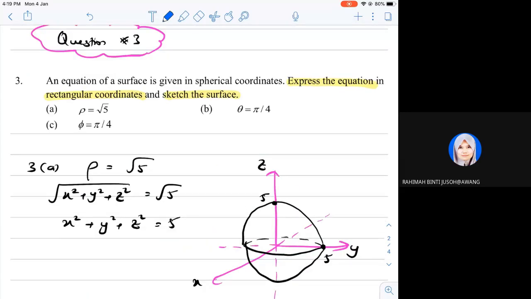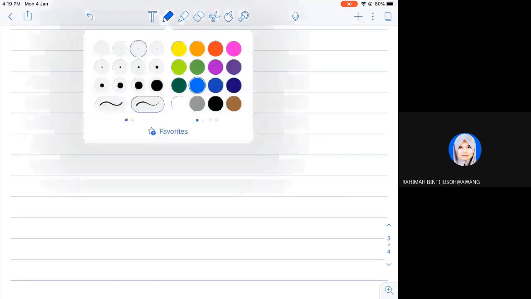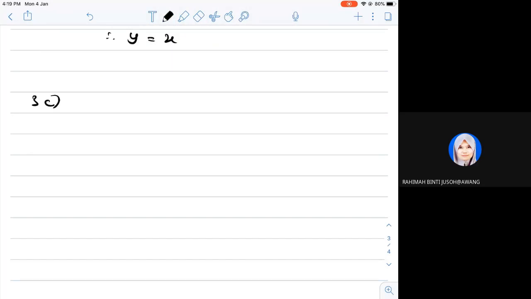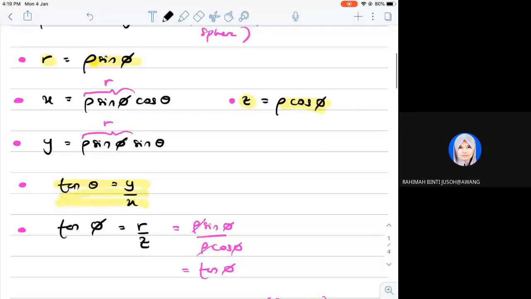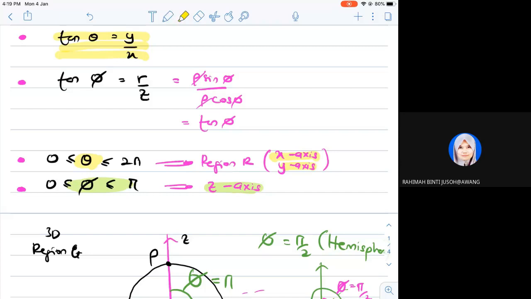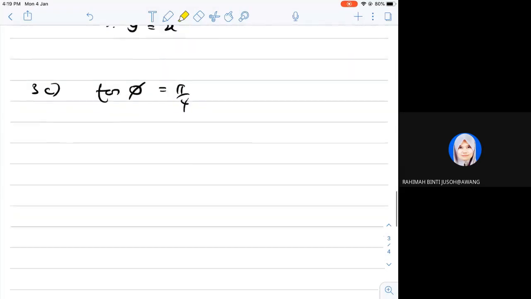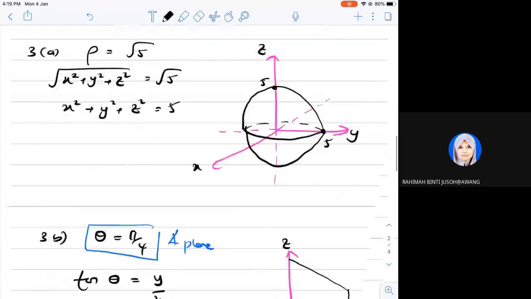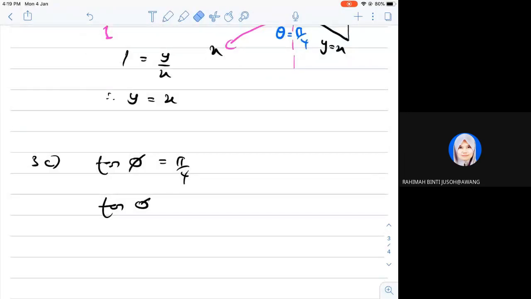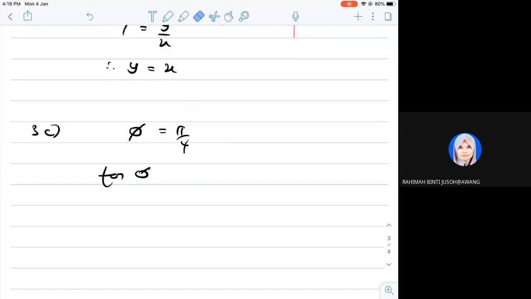Alright, now 3c. 3c is phi equals to pi over 4. Tangent phi equals to pi over 4. Look at the formula. We have tangent phi equals to r over z. So let us substitute the formula. Tangent phi, phi saja ni, theta ni tak ada. Tangent phi equals to r over z.